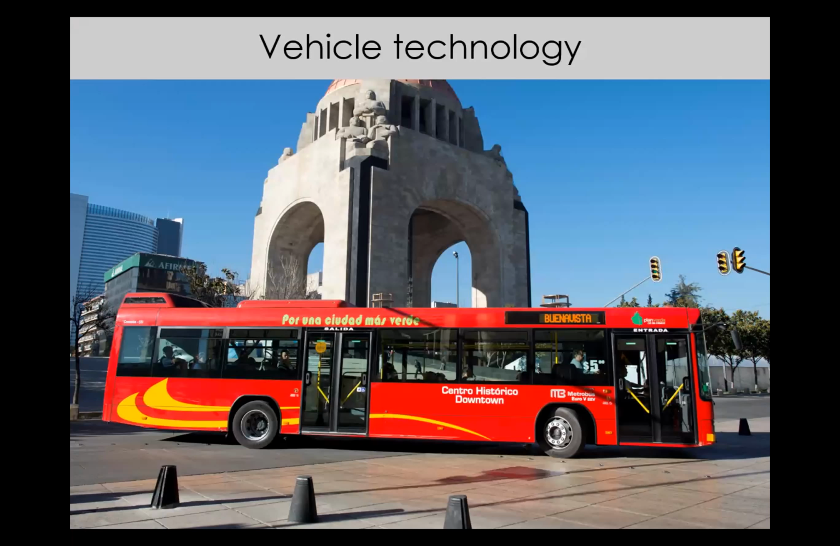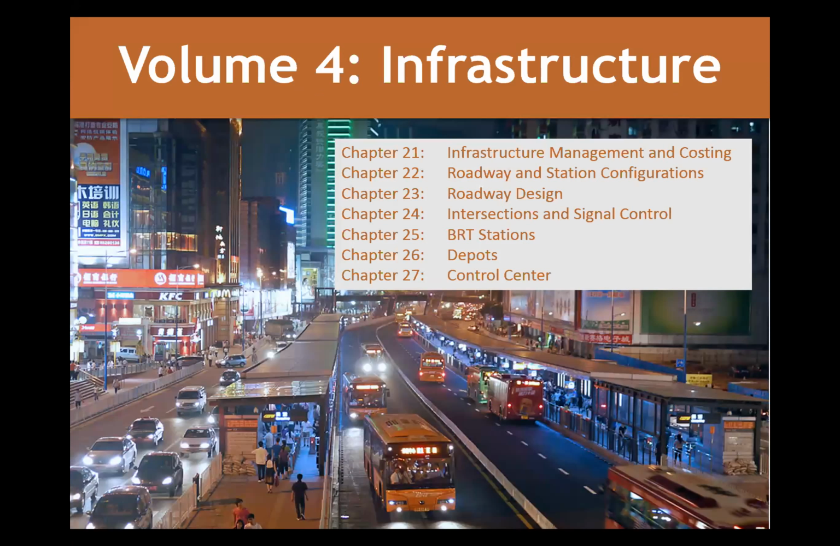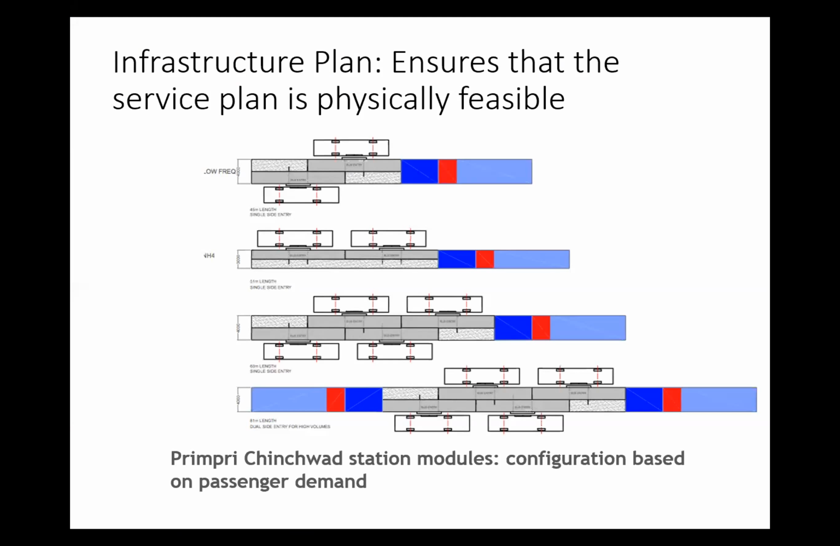All right, volume four is infrastructure. This might be volume five. Anyway, with infrastructure, it's management and costing, it's configurations, it's design, it's the intersections and signal control, it's the stations, depots, and control center. Basically, the infrastructure plan ensures that the service plan is physically feasible. So it's looking at road width configurations, constraints. It's looking at how you're going to design stations.